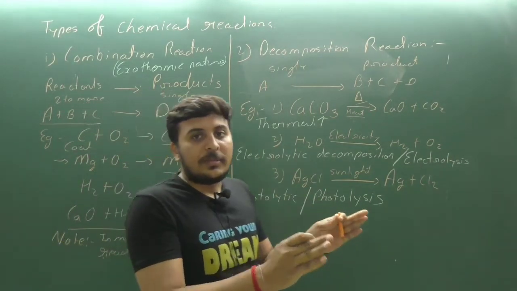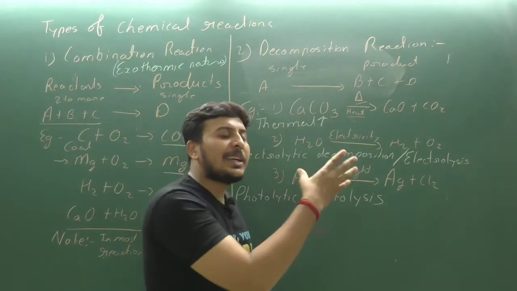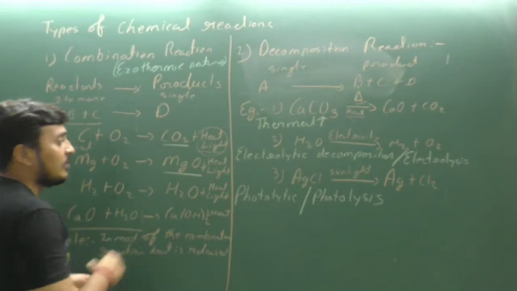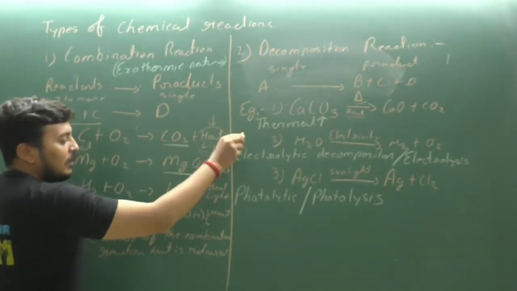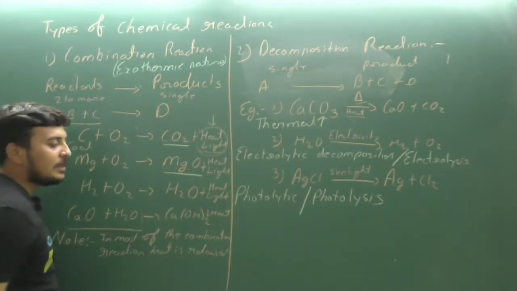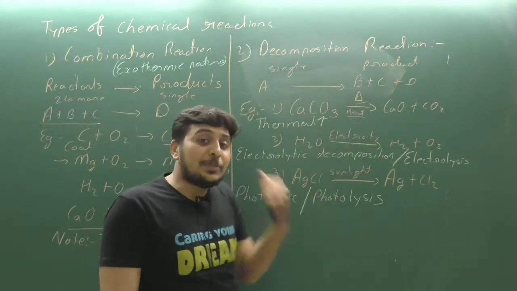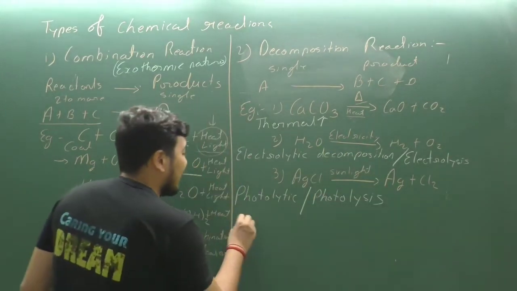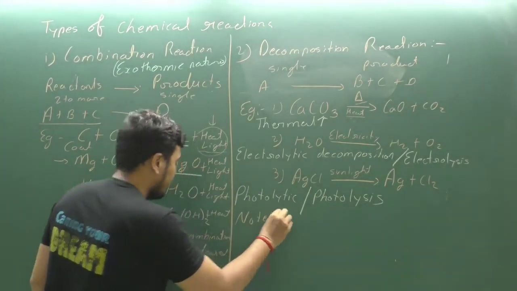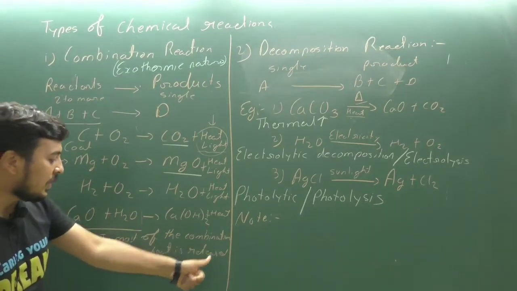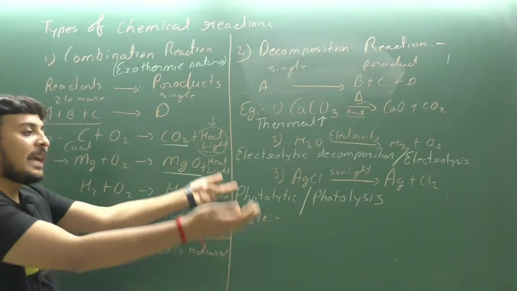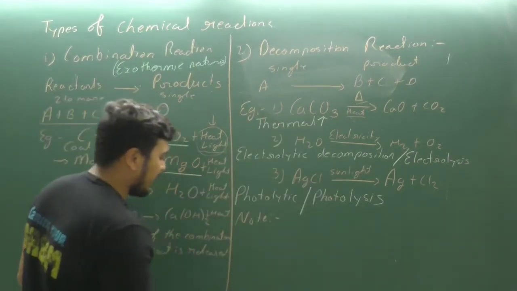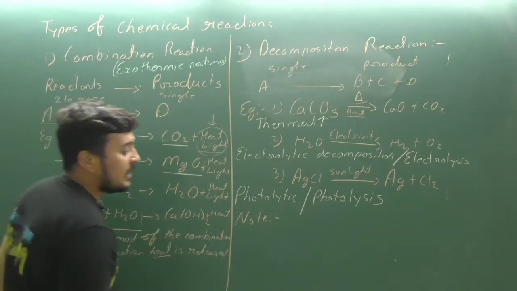But in short we can say that some kind of energy is absorbed during the process. In combination, energy is always released, heat and light, or simple heat with no light. But here energy is absorbed either in the form of heat, electricity, or sunlight. So here we can write a note that in most of the decomposition reactions, heat is absorbed. In combination, heat was released.